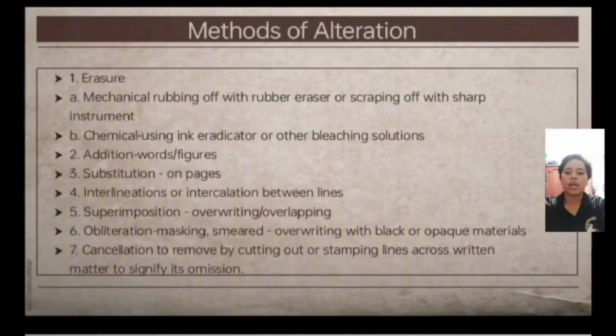Then next is the methods of alteration. First, erasure. A. Mechanical: rubbing off with rubber eraser or scraping off with sharp instrument. B. Chemical: using ink eradicator or other bleaching solutions. Number 2. Addition of words or figures. 3. Substitution of pages. 4. Interlineation or intercalation between lines.